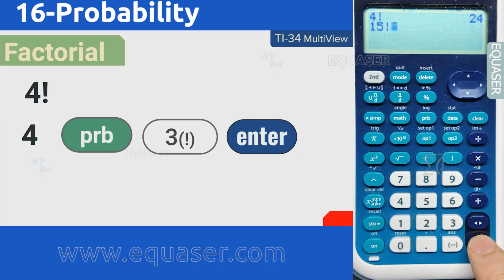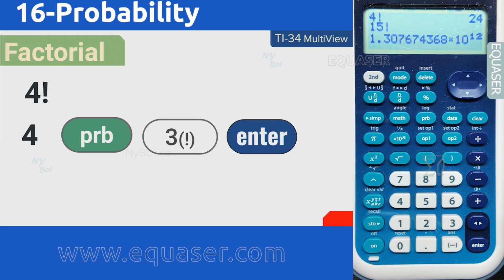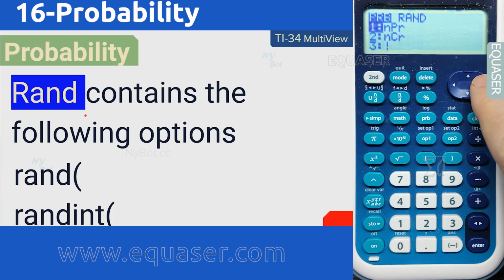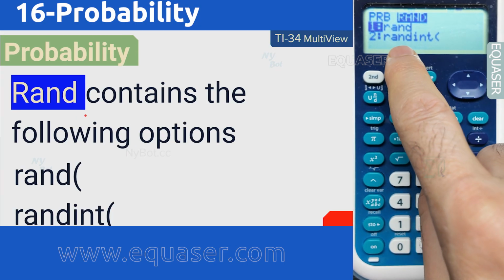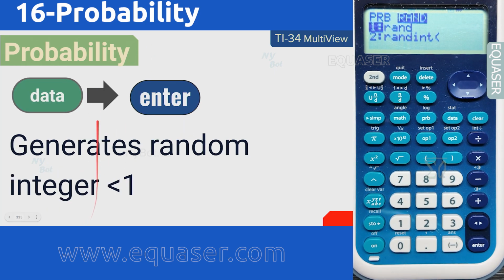PRB and 3, and that's the answer. It's huge. It does not fit. If I press PRB and go to the right, this menu has rand and randInt. That contains the following: rand and randInt.